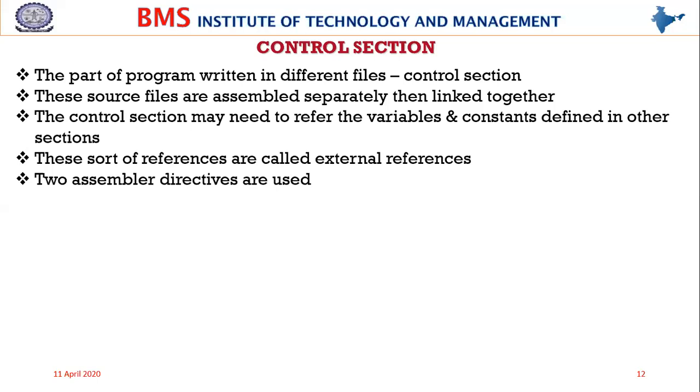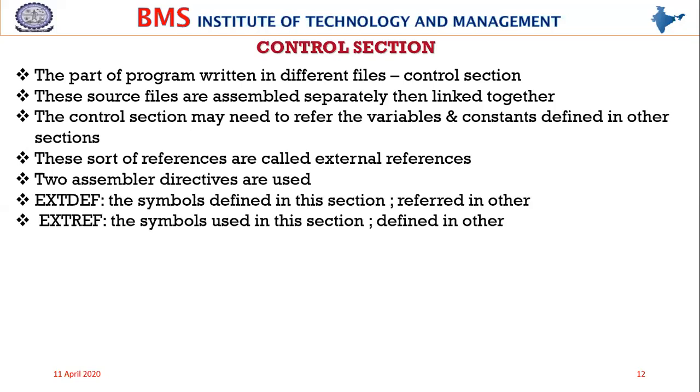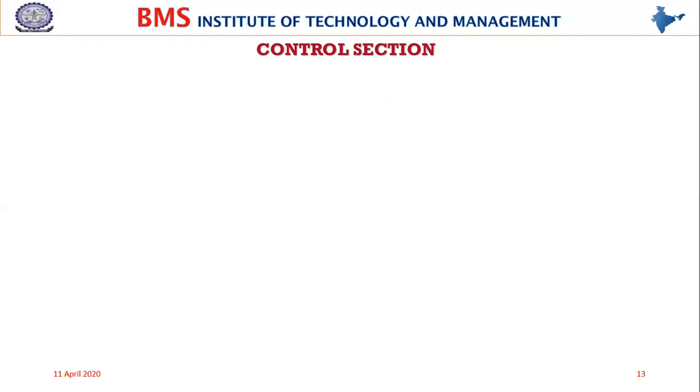Going further, we use two assembler directives, EXTDEF and EXTREF. EXTDEF specifies that the symbols declared in the current control section may be used by other control sections, and EXTREF specifies the variables or constants which are declared in some other control section but are used in this control section.